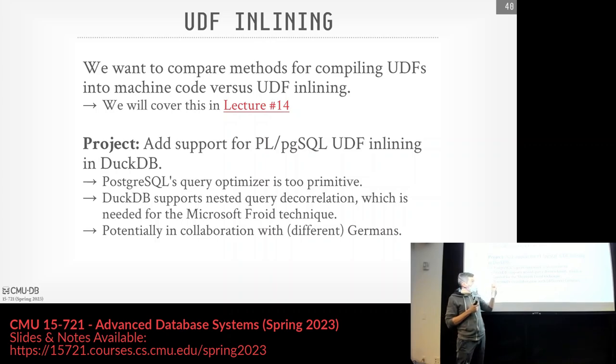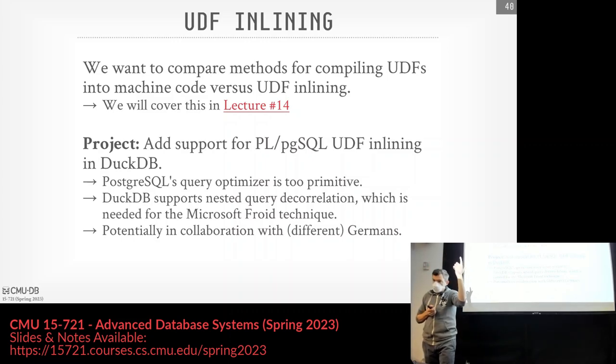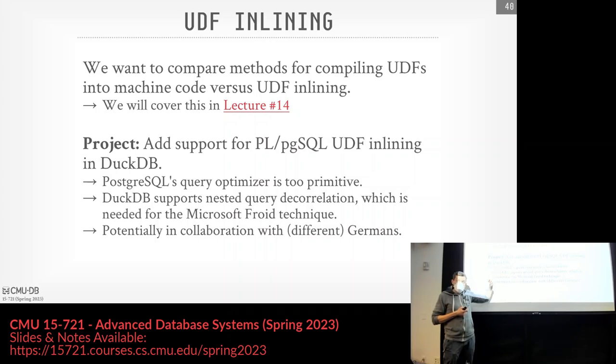So we'll cover the Froid paper and other techniques in lecture 14, but Sam is interested in applying this technique to DuckDB. The reason why we're choosing DuckDB instead of Postgres for this is because the Postgres query optimizer is way more primitive than what DuckDB can do. The DuckDB one is based on what the Germans came up with. DuckDB was written by a German, but a different German. So the DuckDB optimizer has the things we need in order to support Microsoft Froid. So it'd be working with a different set of Germans to potentially add this support to DuckDB. Okay? Again, I think some of you have already talked to Sam about this.